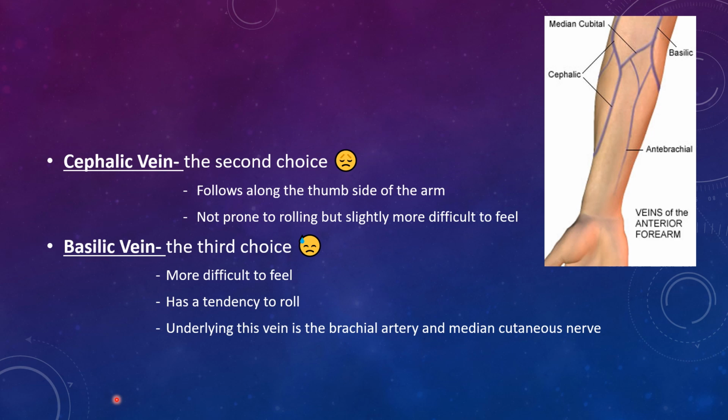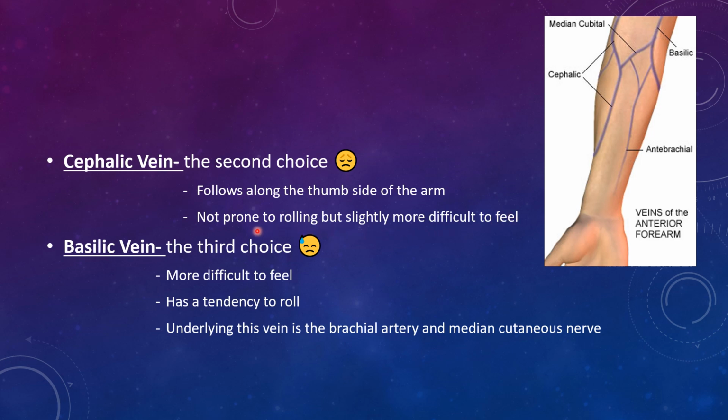Now let's go to your cephalic vein. It is the second choice of vein if the median cubital vein is not available. It follows along the thumb side of the arm. So this is where your cephalic vein is located. It is not prone to rolling, but sometimes it just rolls, and it is slightly more difficult to feel because although you can see the vein, when you palpate, there will be no bulging happening.